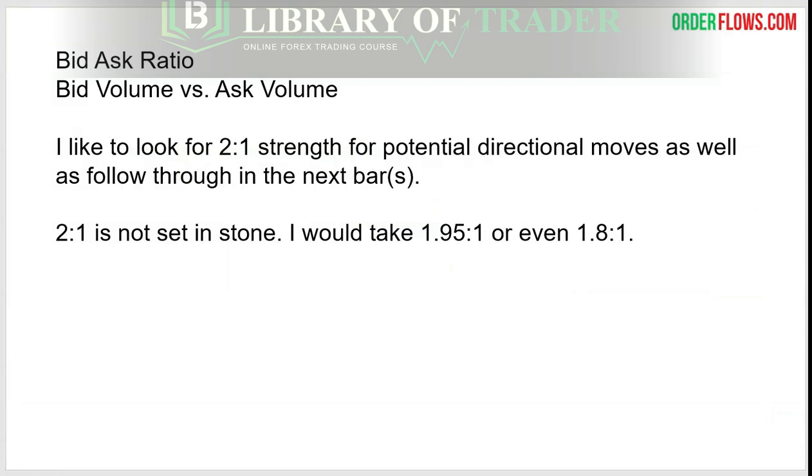Now, the next setup is basically the bid-ask ratio, okay? And it's the bid volume versus the ask volume. Now you have to add this to your footprint chart. It's available on most footprint charts, as the information is available. It's whether or not you look at it. And I like to look for a ratio of 2 to 1 for potential directional moves as well as follow through in the next bar or bars, right? Now remember, 2 to 1 is not set in stone. I could take 1.95 to 1 or even 1.8 to 1. Ideally, I like at least double, right? But that's not to say that you can't take 1.5. Again, it's up to you. Find the level that you like, dependent on the chart that you look at.